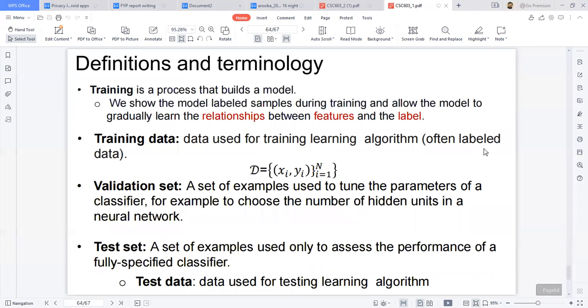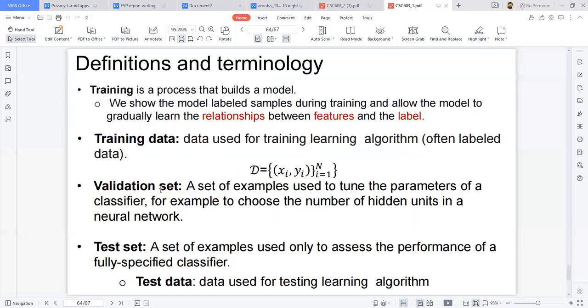Yeah. So the input features are columns and the label is the target variable. We have to find the relationship between the input features and the target feature. So training data is used for training the learning algorithm, often labeled data. Of course, we have labeled data, so we will do the training.